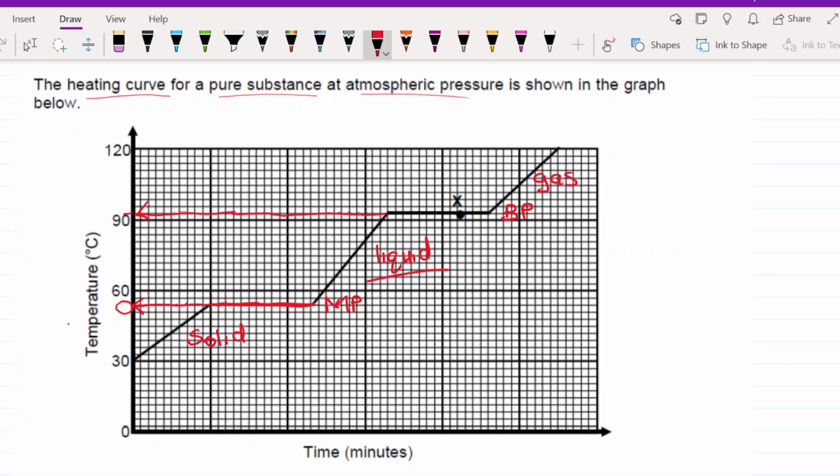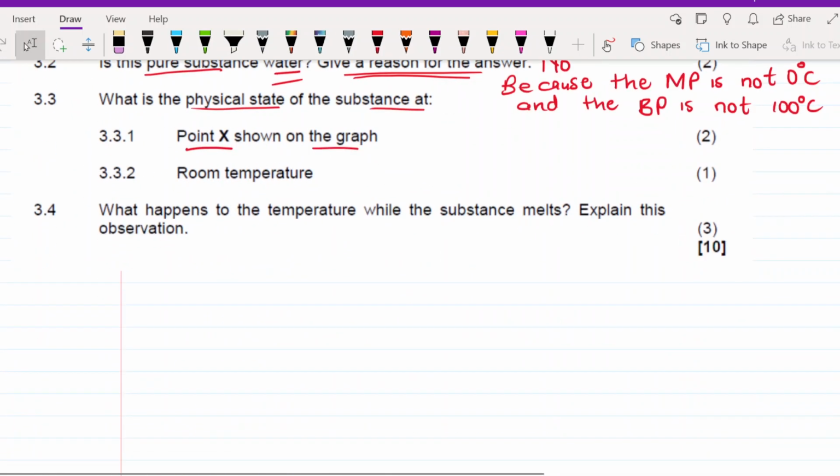Look again. This is the point X, that dot. So that dot seems to be below the boiling point. That means the state is the liquid. So we know the state at point X is liquid state.